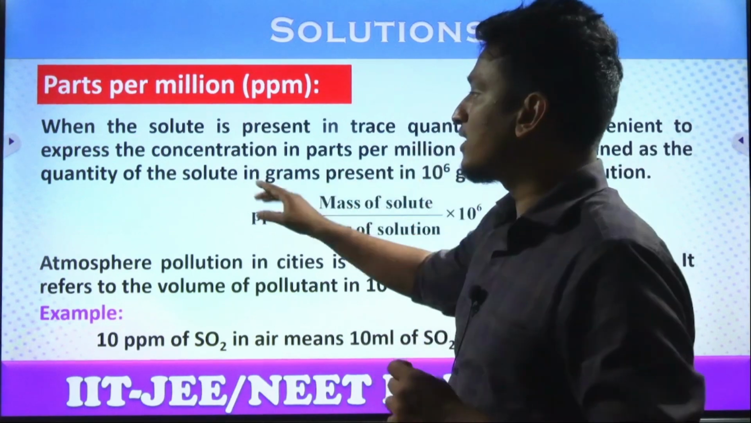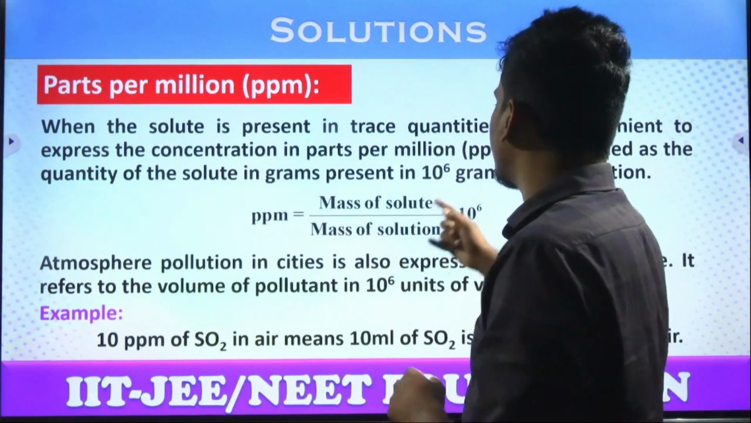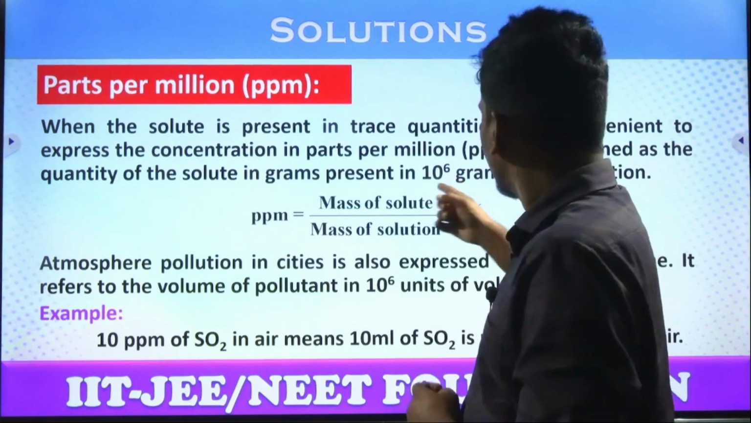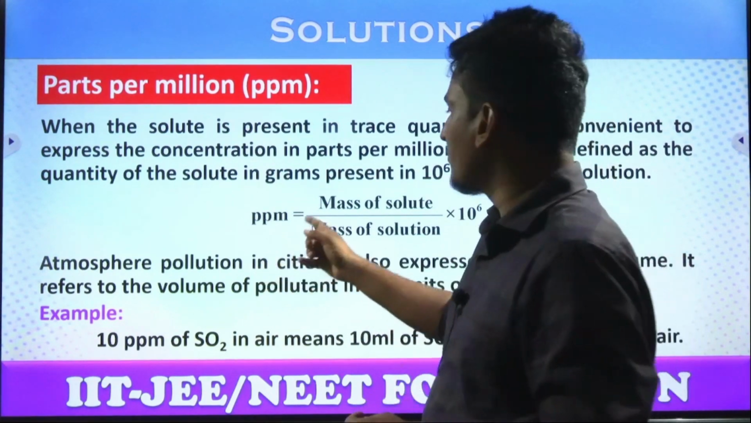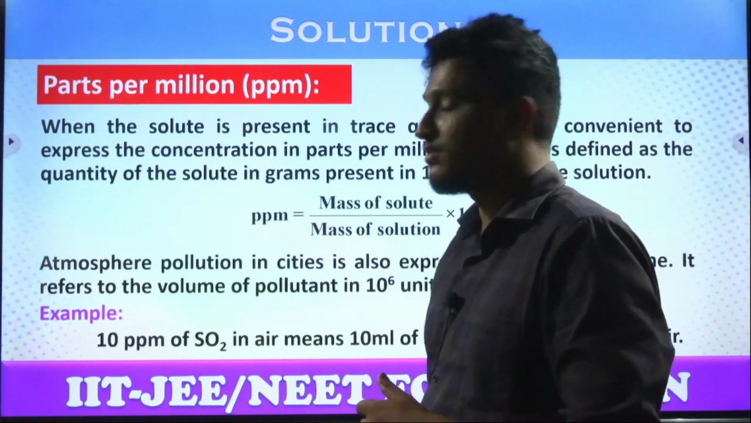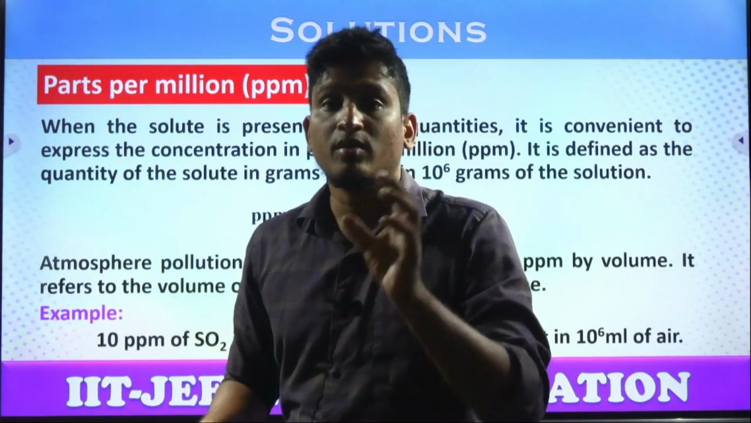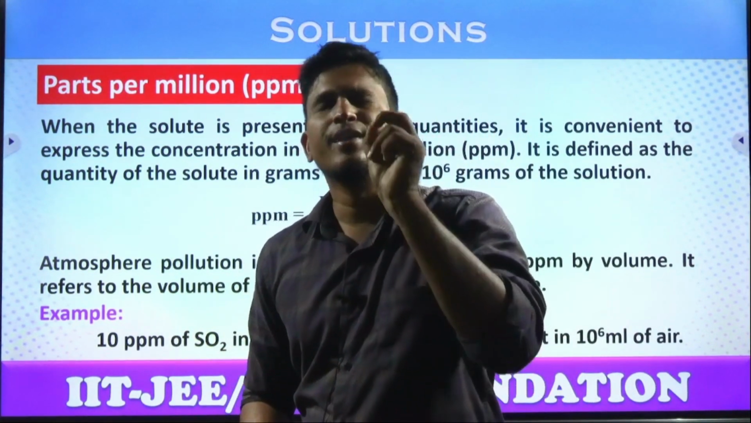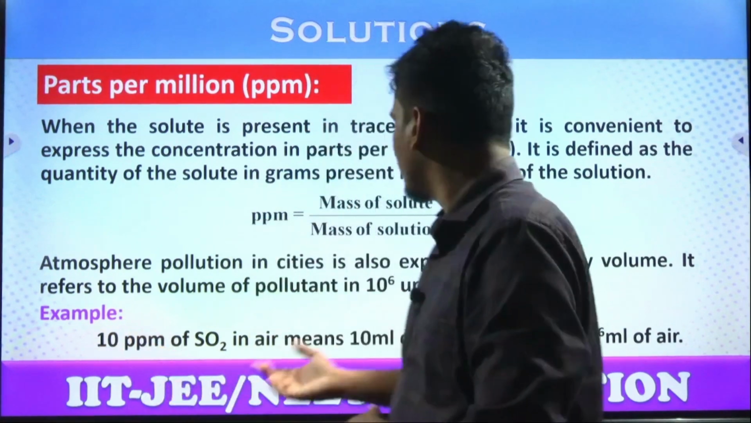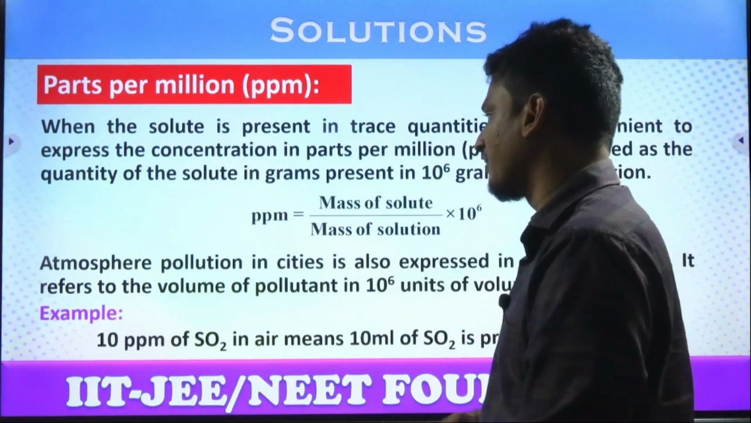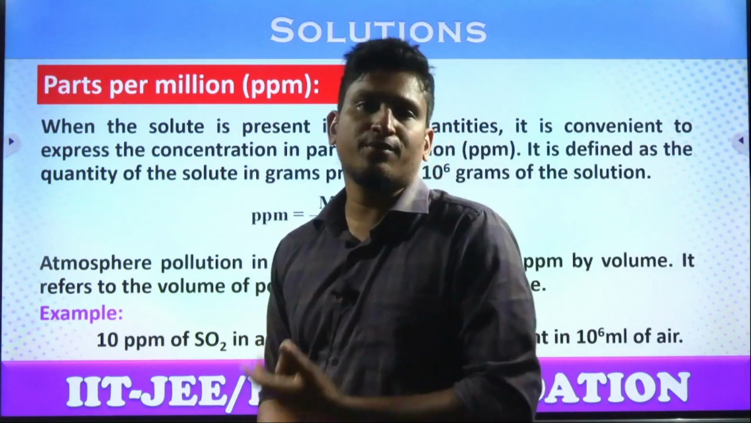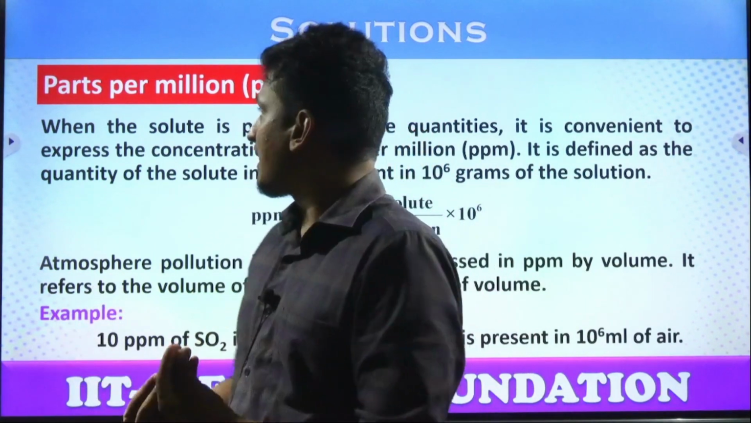It is defined as the quantity of the solute in grams present in 10 to the power of 6, a million, grams of the solution. So look at the formula: ppm equals mass of solute by mass of solution into 10 to the power of 6. Why are we multiplying with such a big number? Because the solute concentration is very less. To make it big, we have to multiply with this 10 to the power of 6, which is a million.